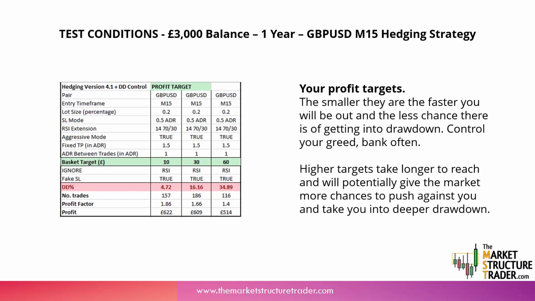So same tests, profit targets. Here we have 3 different profit targets. Now this is very interesting. Same tests, basket target. Basket target is the profit target, i.e. I want to make £10 a trade. So I'm making £10 per trade, £30 per trade, and £60 per trade. With this one, the drawdown was 4.72 by targeting £10 a trade.